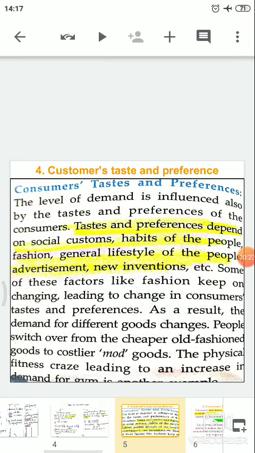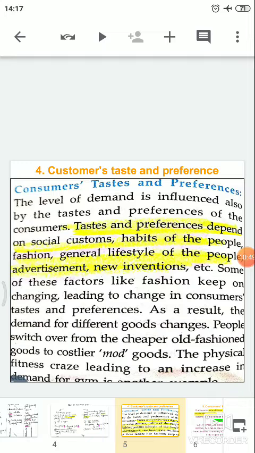The next factor is customers' taste and preference. Now, I have highlighted here, you can see taste and preference depends on social customs, habits of the people, fashion, general lifestyle of the people, advertisements, new inventions. Now, if a person is habituated to something, if a person is a smoker, he'll keep demanding the commodity.